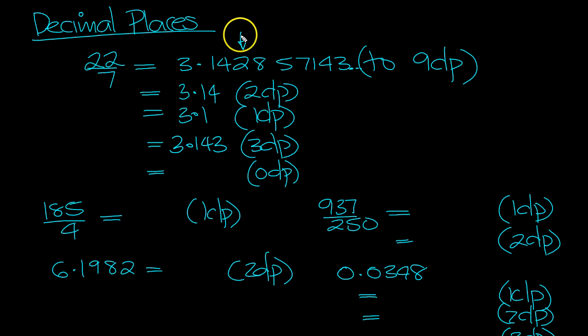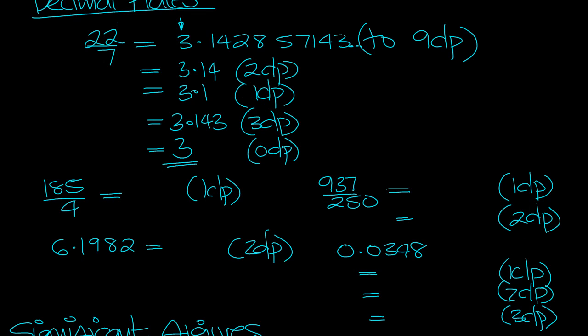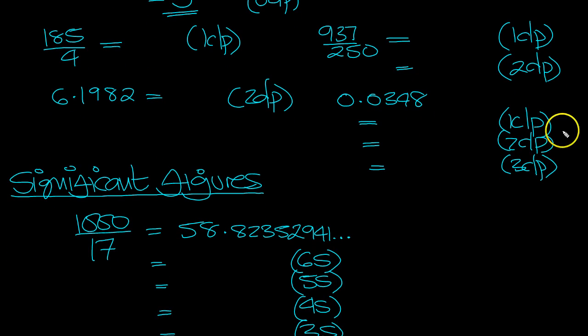So it's fairly straightforward. Then to no dp, so basically we're here, aren't we? That's no decimal places. And then the next place along is a 1, so we round down to a 3. It's the nearest whole number, basically, that is. So let's have a look at these examples now.